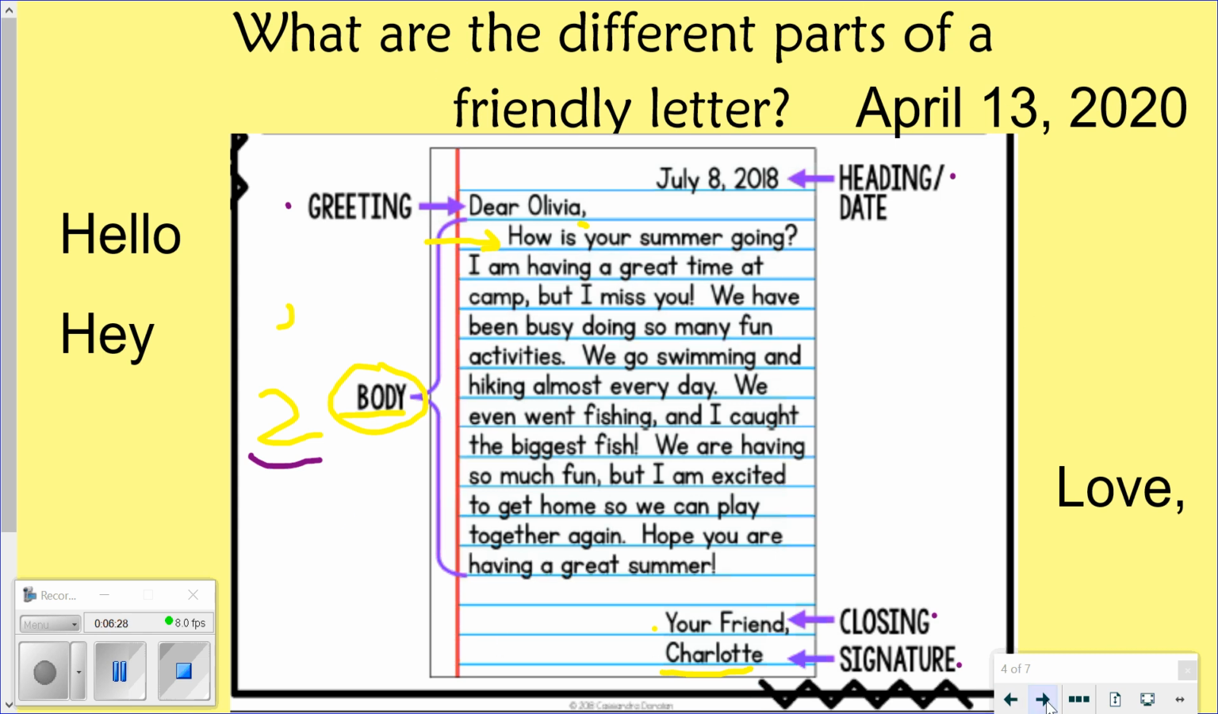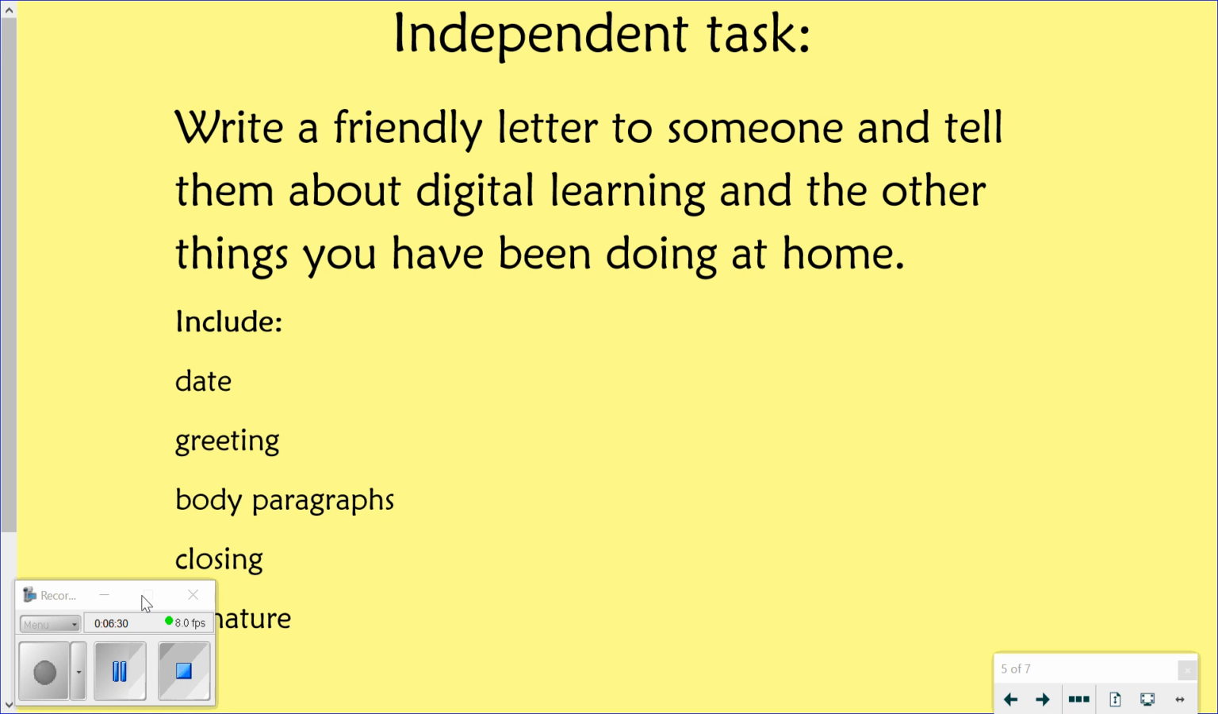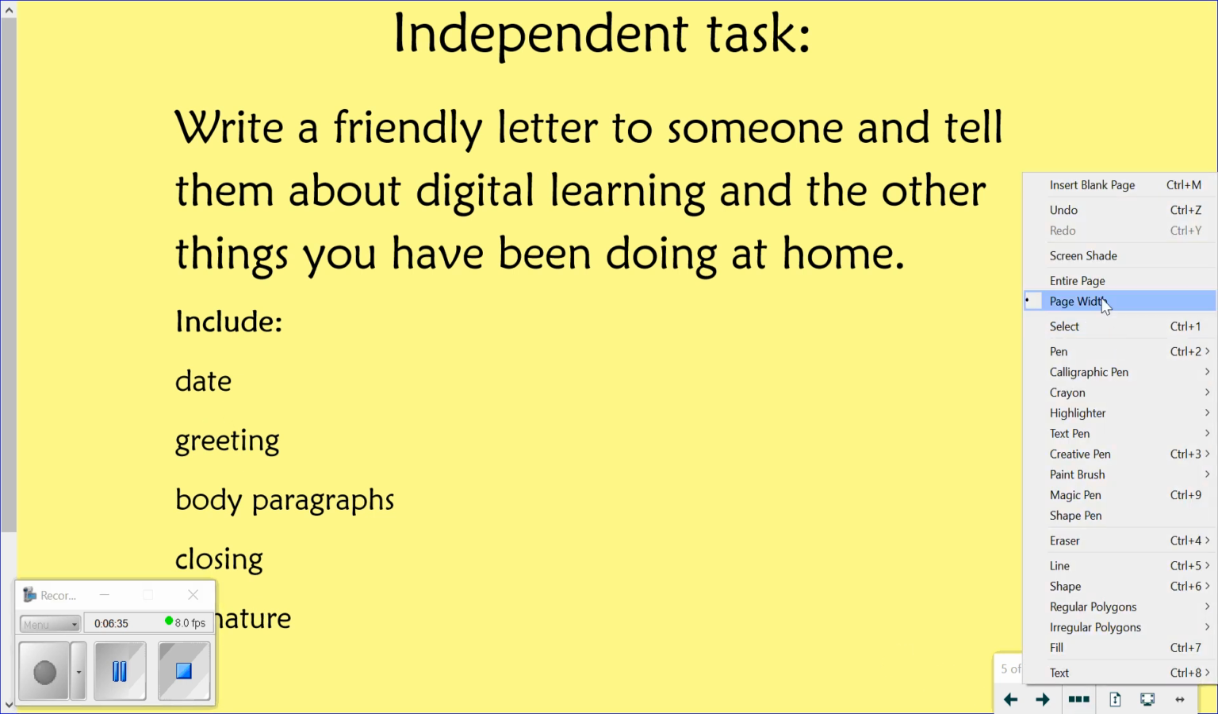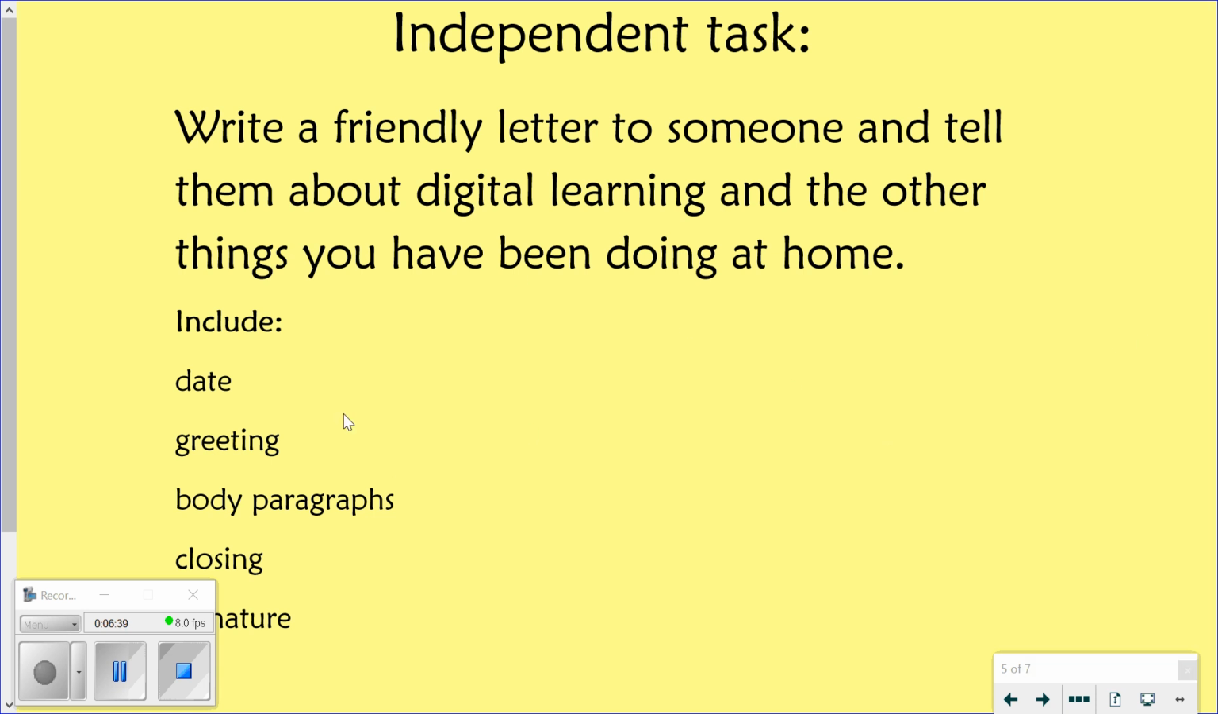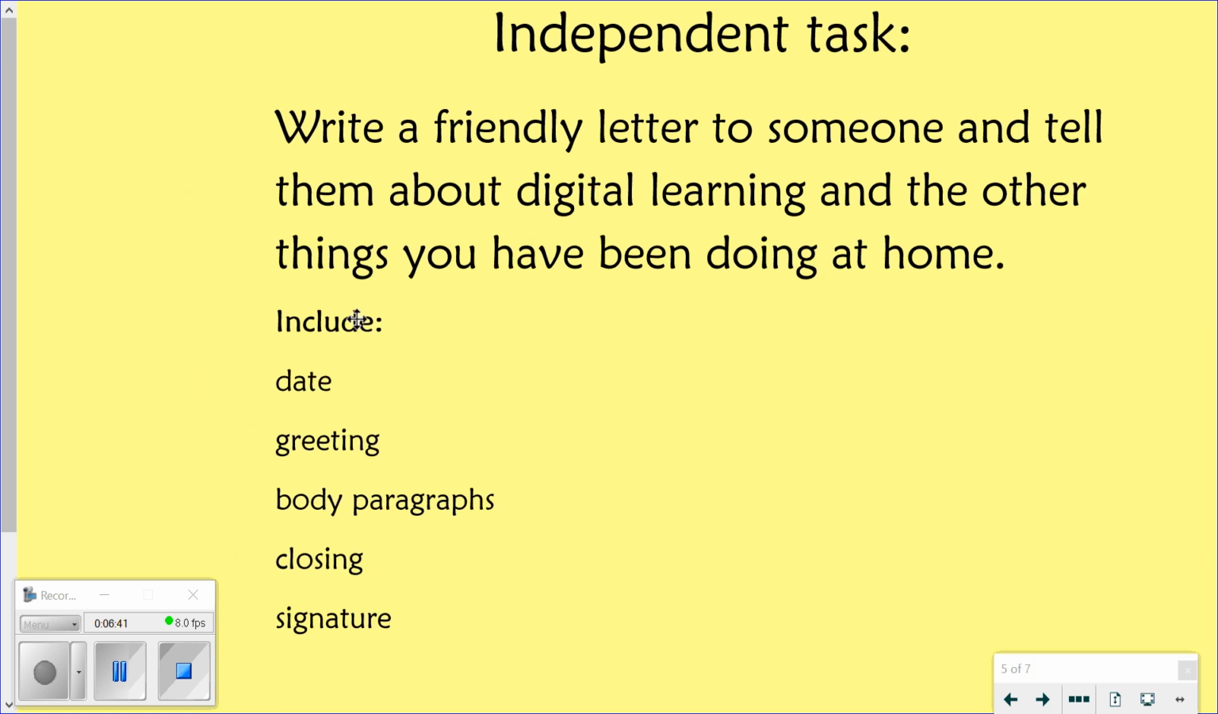So your independent task for today is to write a friendly letter to someone and tell them about digital learning. Tell them what's going on with your digital learning and the other things you've been doing at home. Maybe you've been having recess time where you get to go outside. Maybe you've been doing a lot of crafts. Maybe you've been helping someone in your family with some of the stuff they're working on. Maybe you've been helping mom or dad clean the house. So what things do you want to tell?